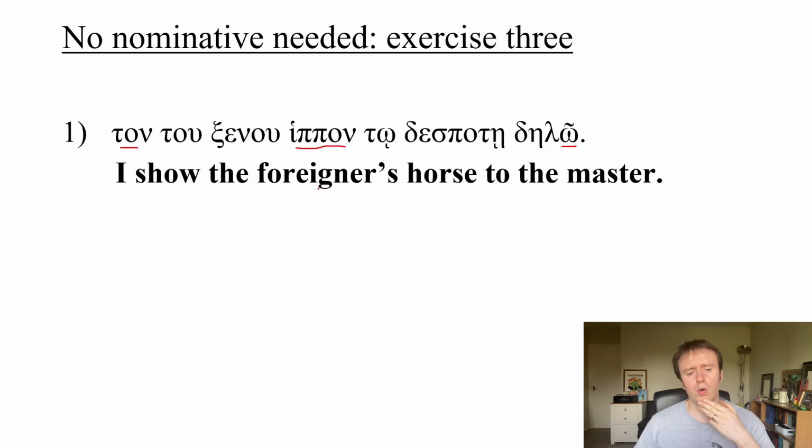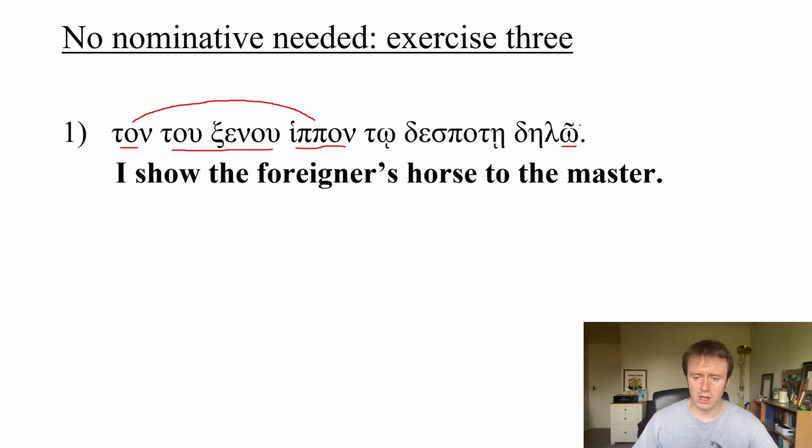Okay, so the horse is in the accusative, which we know from the masculine accusative singular definite article. And you should have spotted that here we have 2 definite articles next to each other. We've got ton and tu. And we haven't got any repeated definite article. And so what we're dealing with here is a genitive sandwich, okay? Because tu is masculine genitive singular, going with xenu, and ton is going with hippon. So these 2 are going together, and tu xenu has been sandwiched in the middle.